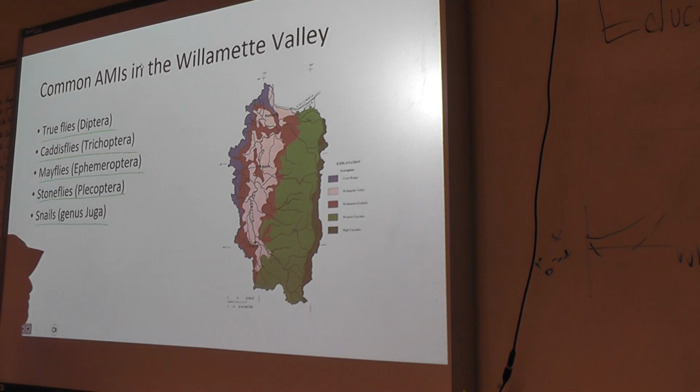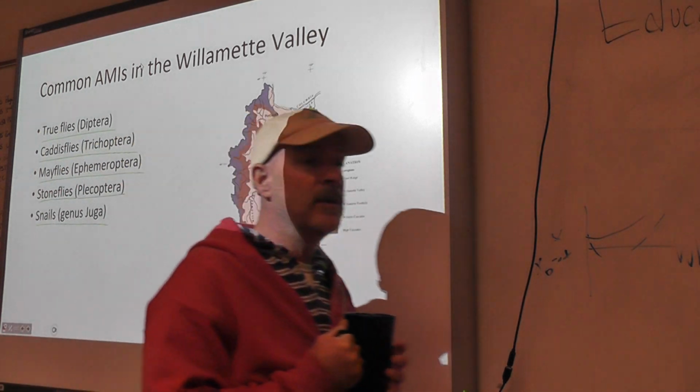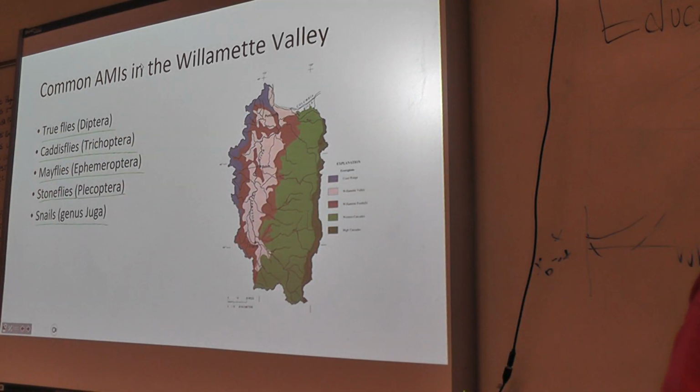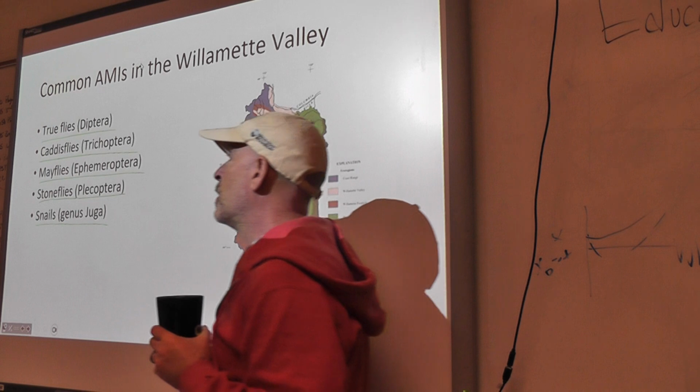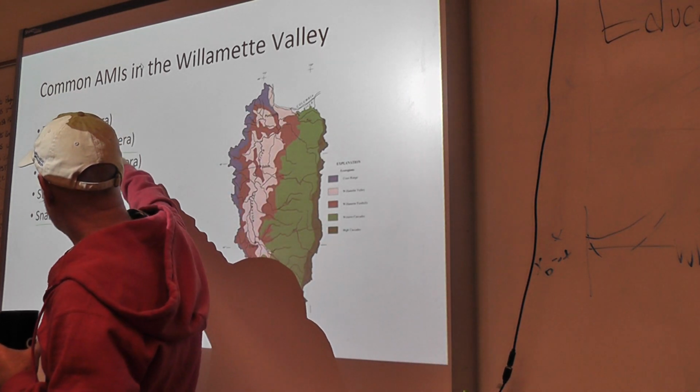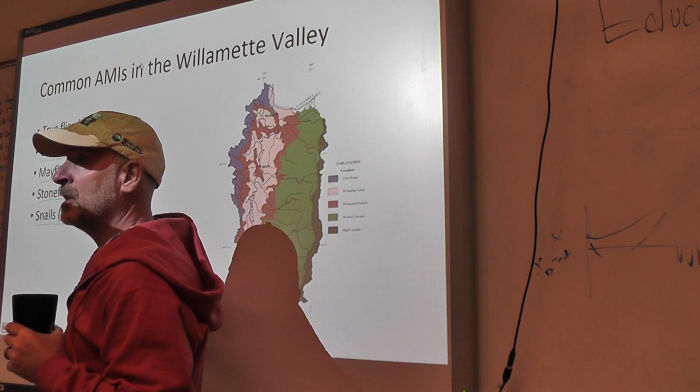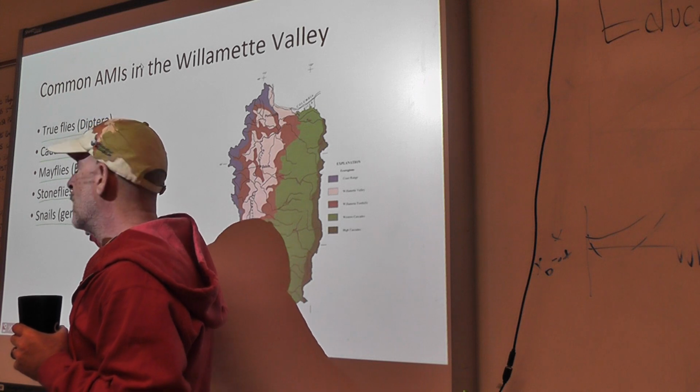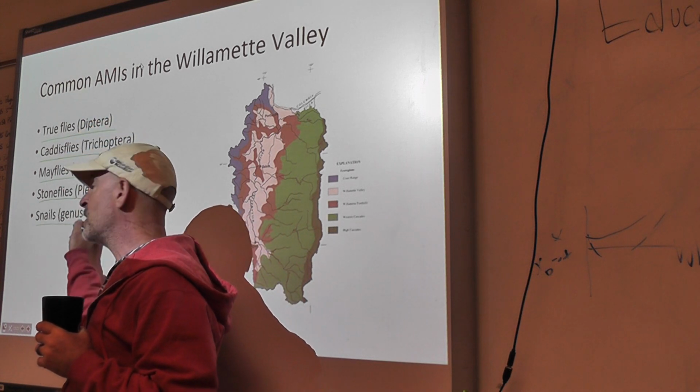So these are not the only aquatic macroinvertebrates that are found in the Willamette Valley. There's dozens of them. And these aren't species. These are a different kind of group. These four groups are taxonomic groups called orders. These are insect orders. And this taxonomic group is a genus.